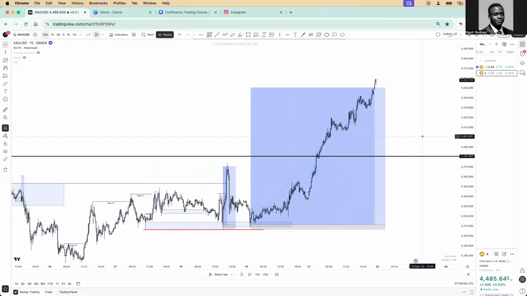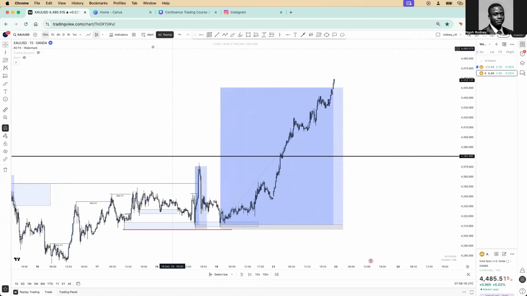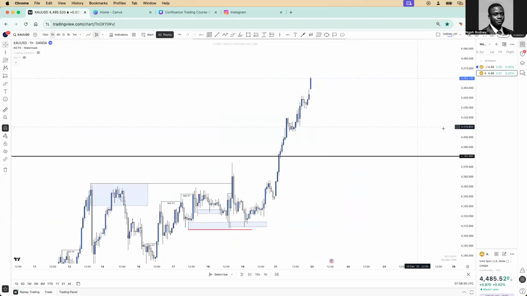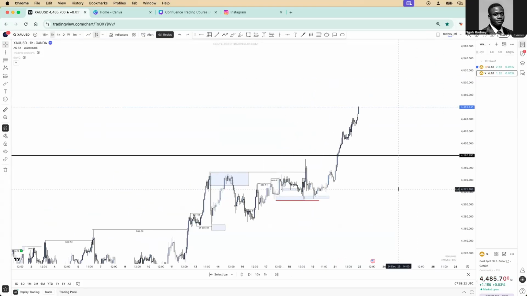When you are losing on a trade, you're happy actually. Do you know why you're happy? Because you have a better entry and you can capitalize more. So again, you have all of this happening here. We could go on and on.